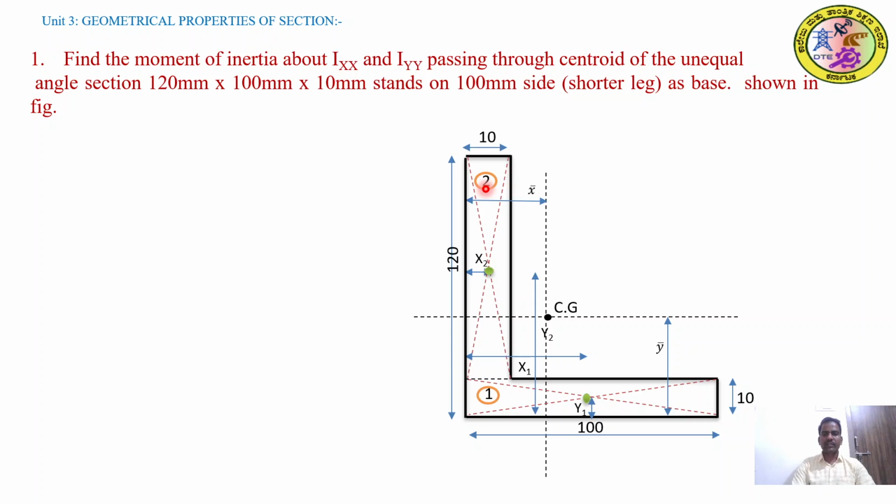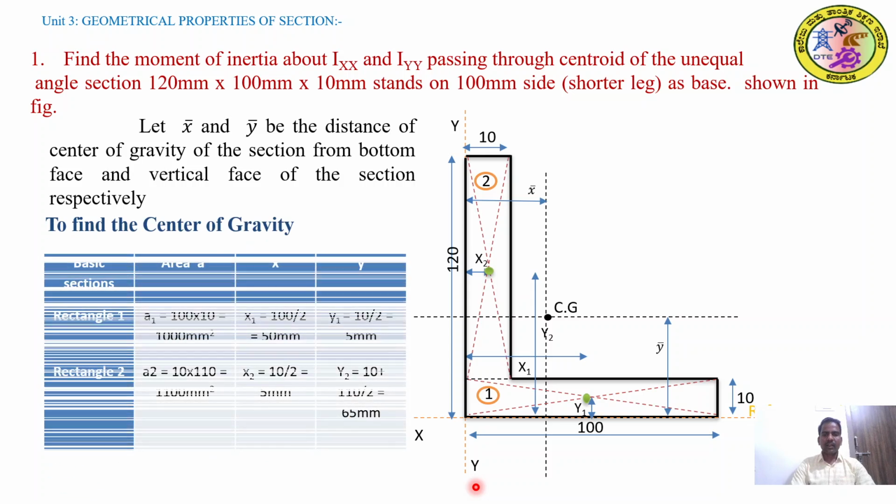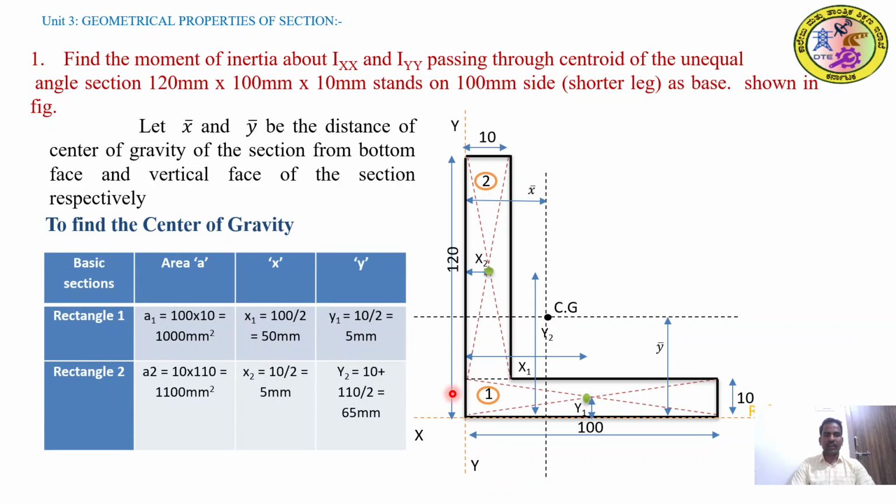Now to find out the center of gravity of the L section, first we need to provide the reference axes. Let's get the reference axis. We have provided the reference axis at the base of the L section as the x-x axis, and we have provided the y-y axis at the vertical left side of the L section. If we need to find the x bar and y bar distances, we have to measure with respect to the x-x axis as well as the y-y axis. Let's find out the center of gravity of the L section.